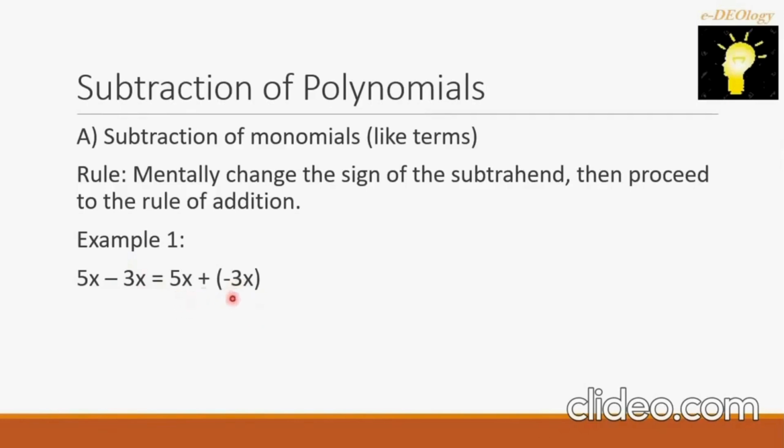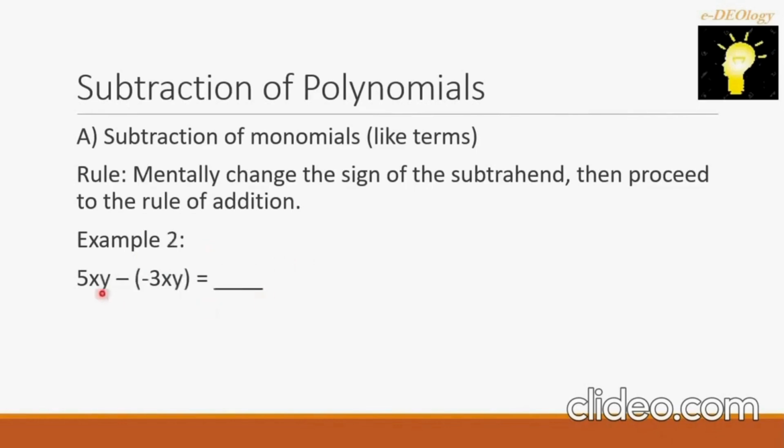Since we have two terms here with opposite sign, we're going to subtract the coefficients, and then we will affix the sign of that coefficient with a greater absolute value. And then for the variable, we will copy the common variable or the common literal coefficient. So the answer is 2x. The positive 5 plus a negative 3 will give us positive 2, and the variable x is copied. So the final answer is 2x.